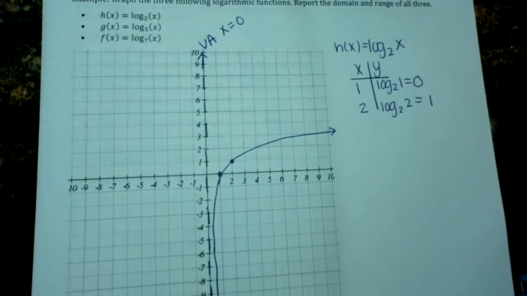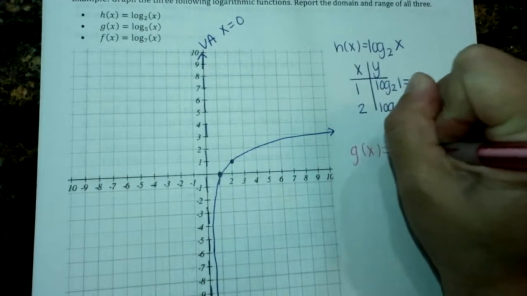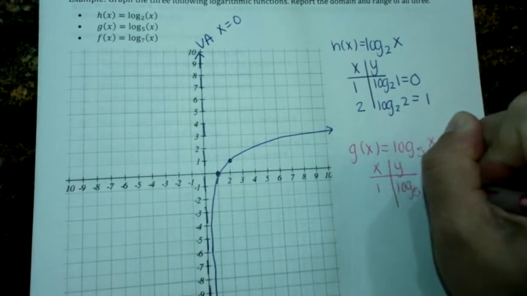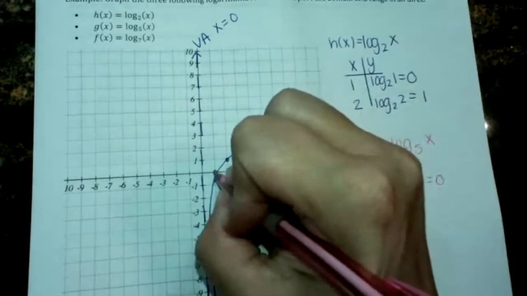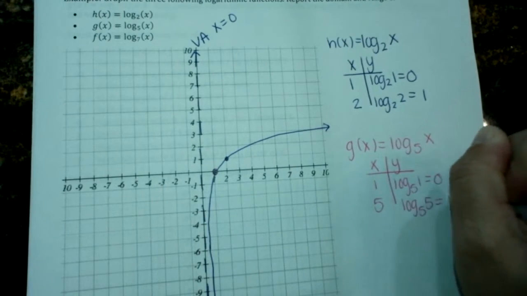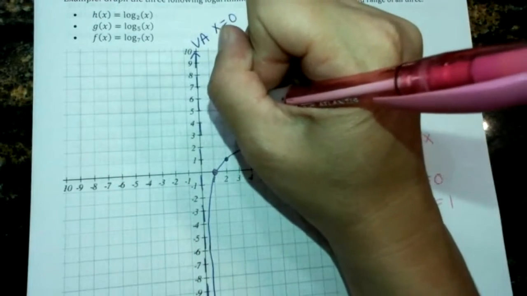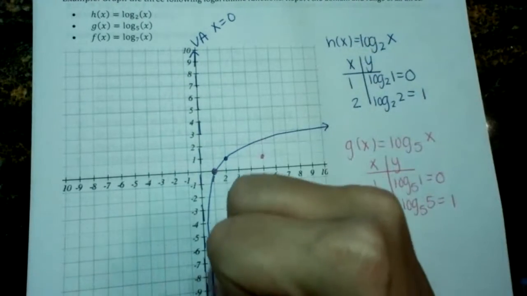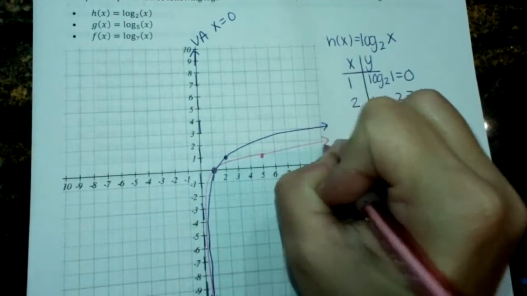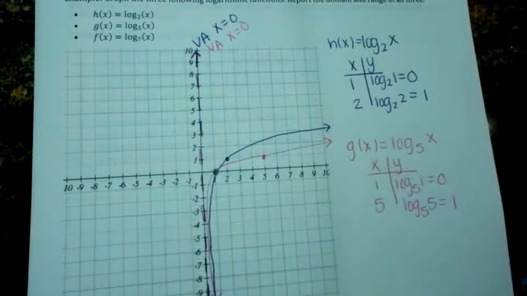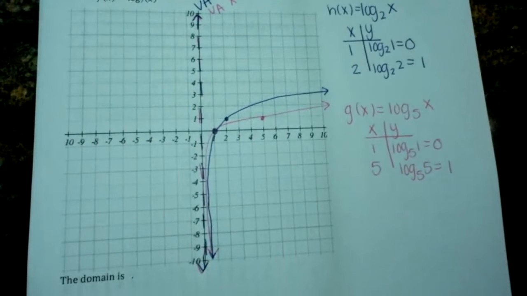Let me use a different color now. Let's do g of x, which is log base 5 of x. Again, let's do points. Let's plug in 1. So log base 5 of 1. We said log base anything of 1 is going to be 0. So that'll give us the same 1, 0 point. Then let's plug in 5. Log base 5 of 5 will give us 1. So 5, 1 is our next point. All right, so same general shape, connecting the dots. We're going to have that same vertical asymptote at x equals 0. So same shape, it's just shifted a very little bit because of those numbers, but same general concept.